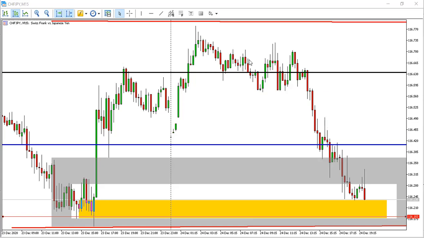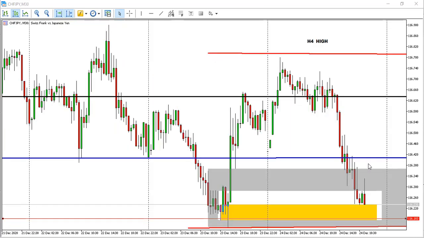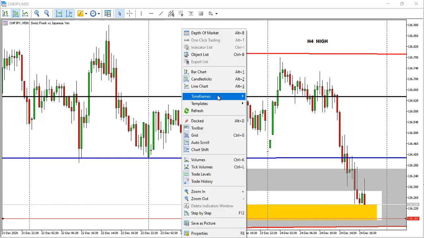This 15-minute time frame. But you should note that when you have a long wick, it depends, the market is a bit volatile. So let me go back to 30 minutes. I want to check something. Okay, let me go back to 15.